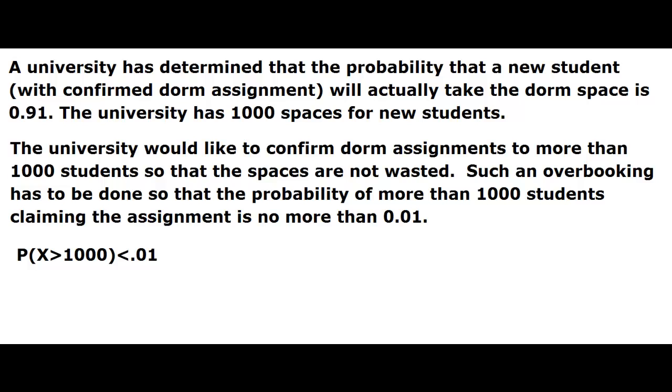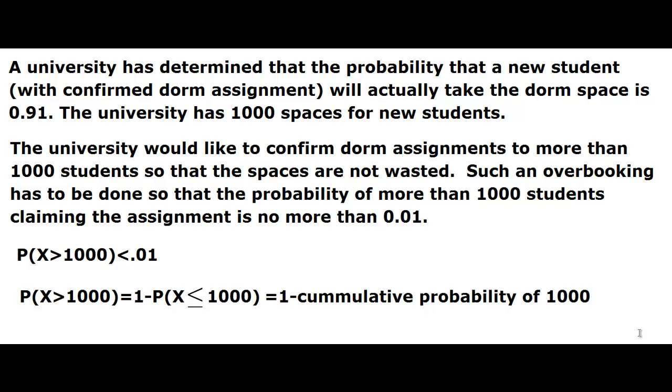So we would like the probability that X is greater than 1000 to be less than 0.01, which is the same as 1 minus the probability of the complement, that is X is less than or equal to 1000, or in other words 1 minus the cumulative probability of 1000.